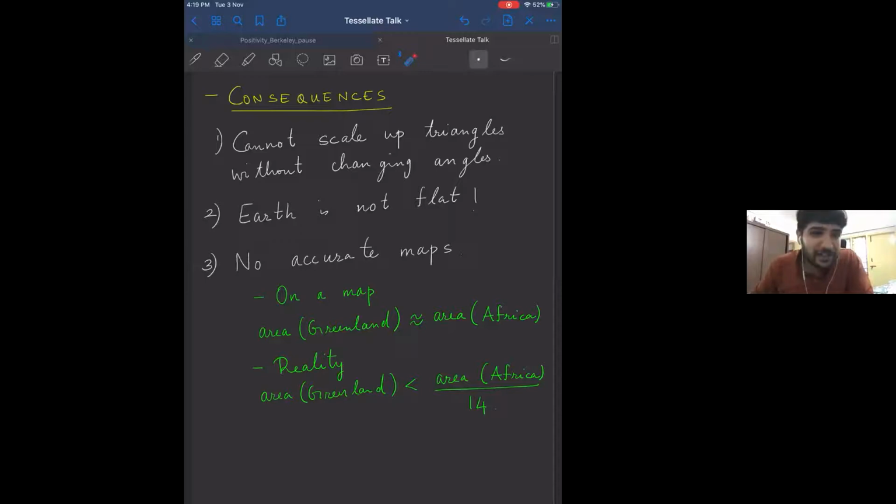So actually this is quite amusing: look at the map of the world, and you'll find that Greenland is almost the same size as Africa, whereas in reality, Africa is about 14 times bigger in area than Greenland, right? So simple geometry tells you that you cannot actually have a distance preserving map of the globe, right?